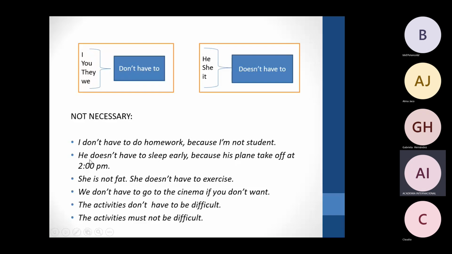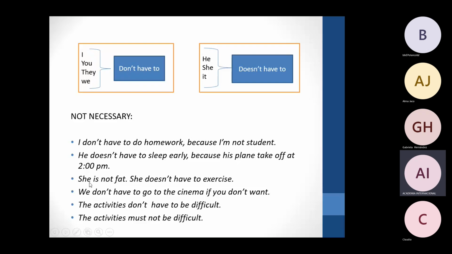The second example. He doesn't have to sleep early because his plane takes off at 2 p.m. ¿Verdad? Entonces, no es necesario que se duerma temprano porque el avión despega hasta las 2 p.m. Okay? It's not necessary. Is that clear? ¿Se entiende? Can you understand that part? ¿Se entiende esa parte? Sí, profe.